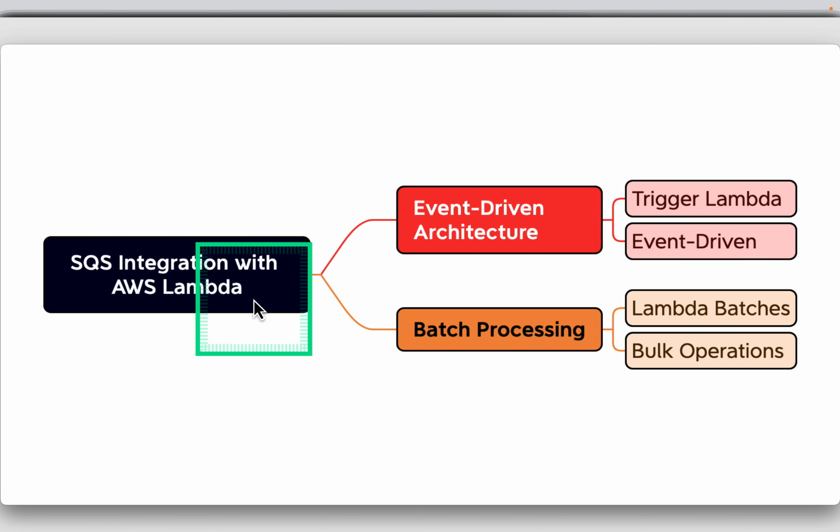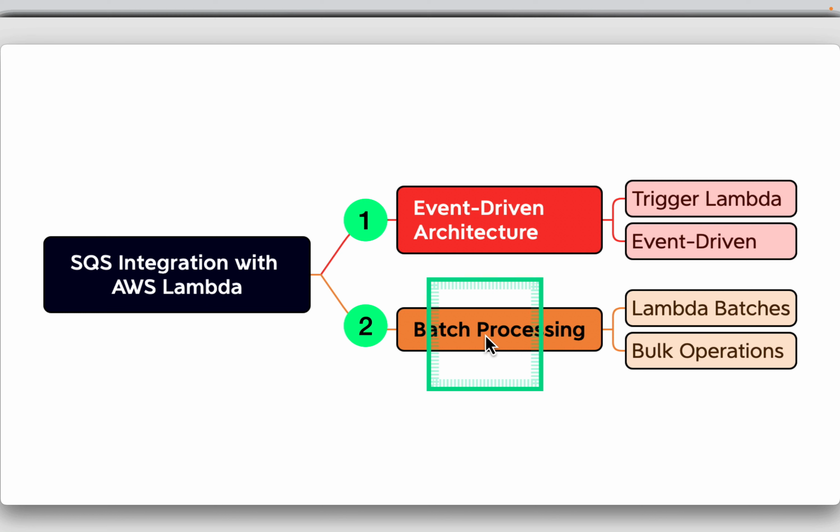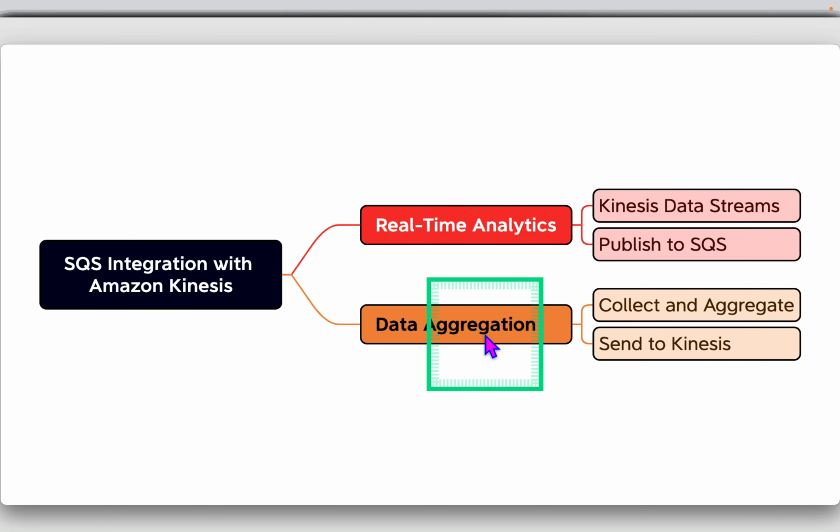SQS integration with AWS Lambda. So, event-driven architecture: SQS can trigger Lambda functions to create an event-driven architecture. Batch processing: Lambda can process messages in batches, making it efficient for bulk operations.